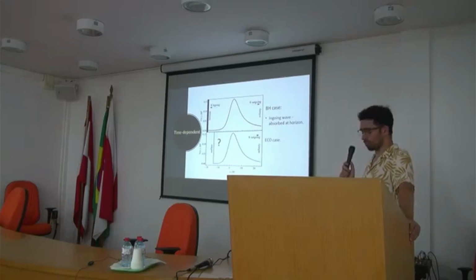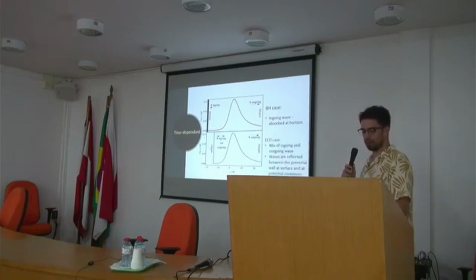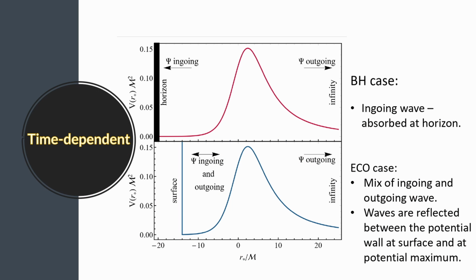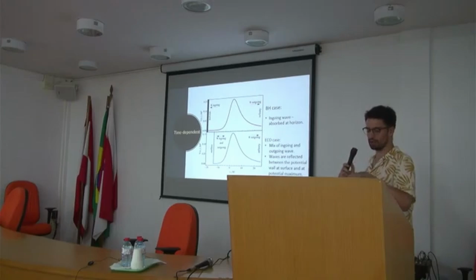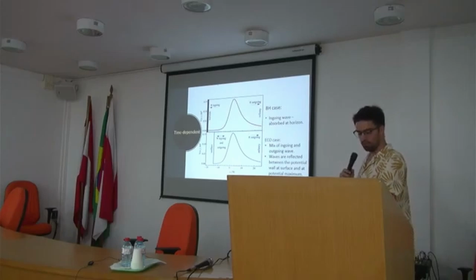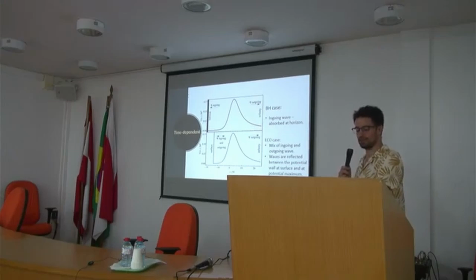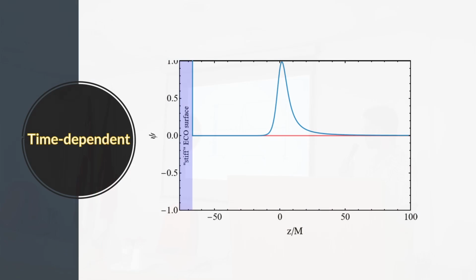We've just seen that for a black hole, the ingoing wave is absorbed. For an echo, as I mentioned before when I talked about quasi-normal modes, we'll have two types of waves: waves that are going in and waves that are going out, because these will bounce between the surface and the potential. So if we do a simulation, which is just a numerical integration, this is what we'll see, and this is what we hope to observe.